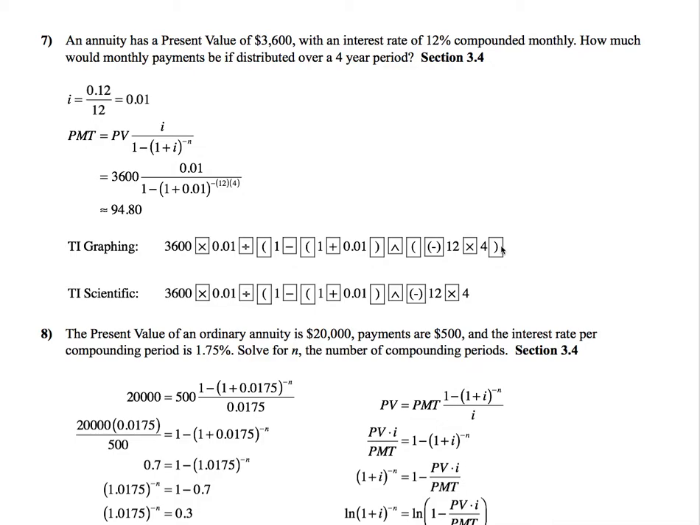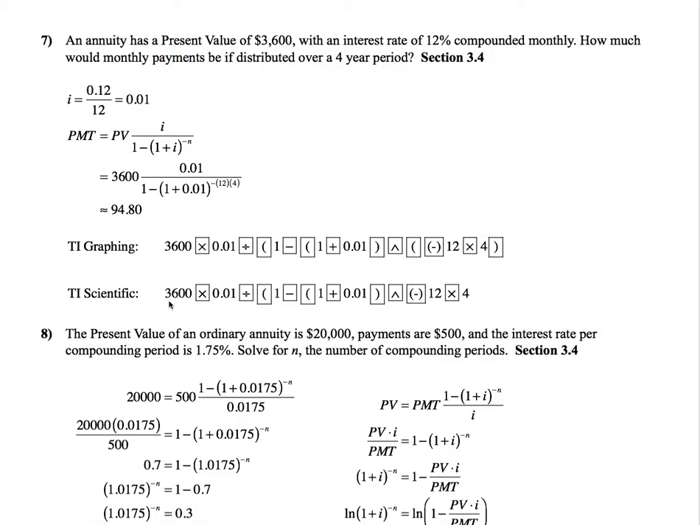Anyway, those keystrokes should give you 94.80. If not, talk to me in class and we'll see what might be going wrong. But I've checked it over a couple of times.